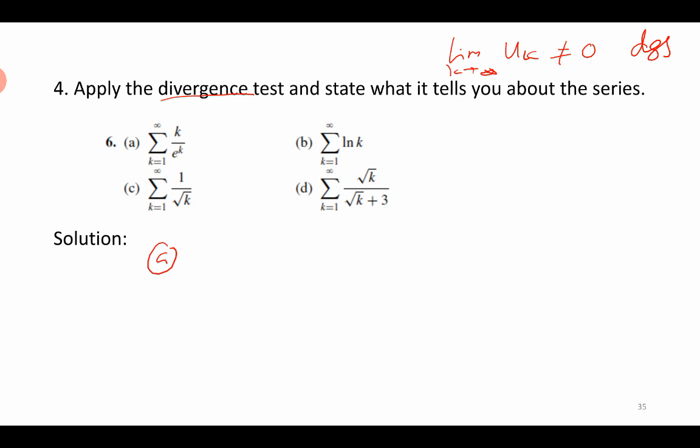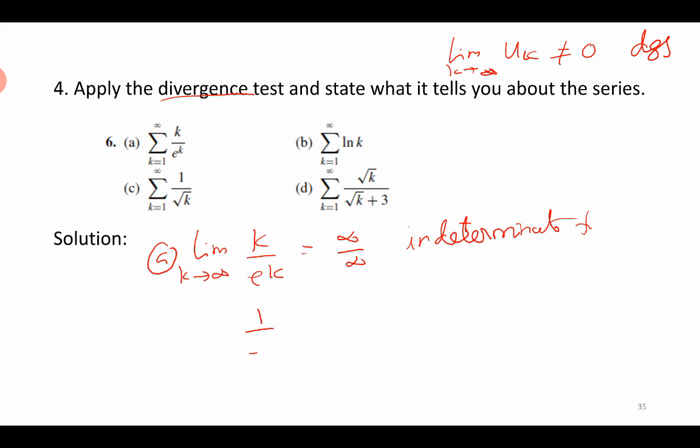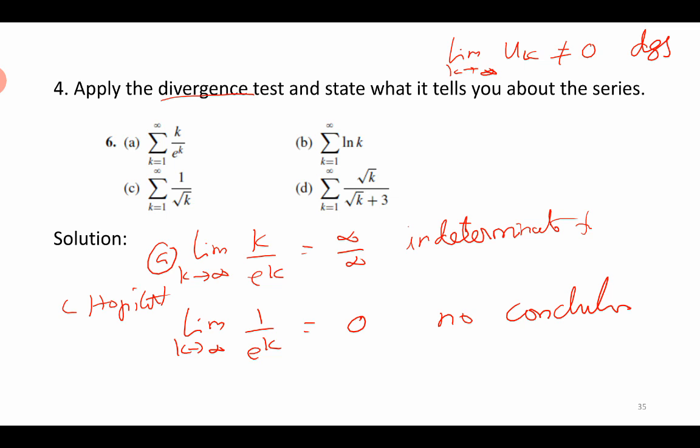Part A. What is the kth term? k over e raised to k. The limit as k goes to positive infinity is infinity over infinity, an indeterminate form. So differentiate the numerator, it will be 1, and the denominator, it will be e raised to k. Applying L'Hopital's rule, 1 over infinity is 0. So when it is 0, no conclusion. If it is non-zero, you can say divergent.